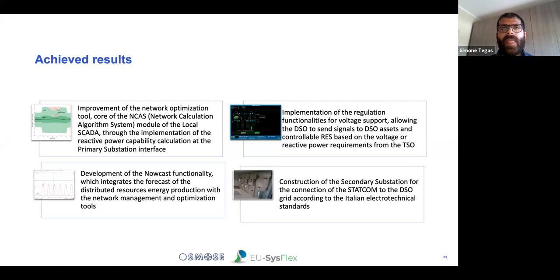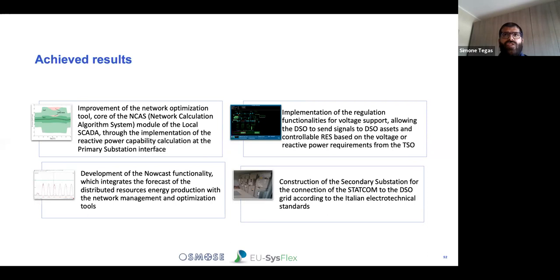DSO and TSO. In particular, once we calculated the exact range of reactive power capability according to the availability of the resources on our network, we send this range of capability to the emulated TSO. The emulated TSO can choose a specific set point value that needs to be applied to the network in order to provide the service to the TSO itself. This value is sent to our SCADA system, and then our SCADA disaggregates this value to all the available flexibilities in order to reach the expected result.